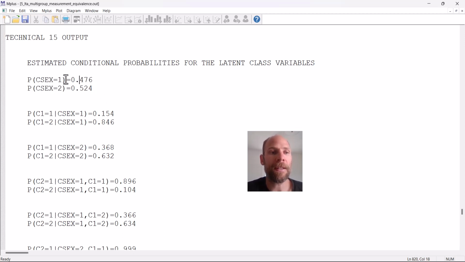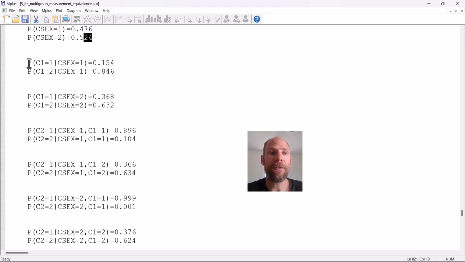We can see that in the first gender group, which here was female, we have 47.6%. In the second gender group, we have 52.4%. So that was males and females. This simply gives a reflection of the observed proportions in that sample. And then next are conditional probabilities for the class sizes, so class size conditional on sex.